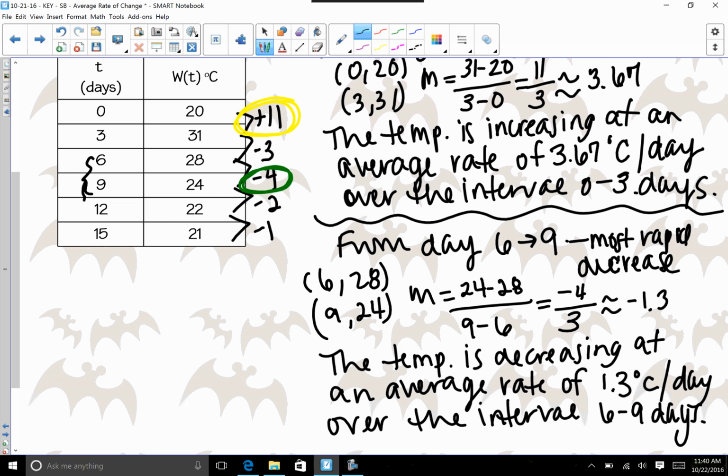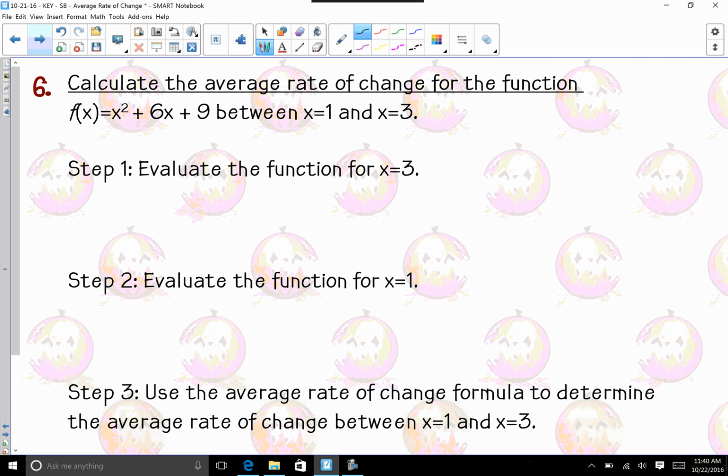Okay? And number 6. Calculate the average rate of change for the function f of x equals x squared plus 6x plus 9 between x equals 1 and x equals 3. So I'm giving you two x values, and I want you to find the rate of change. Well, if we try to find the rate of change, you need x's and y's. If you know x's, can't you find y's for that value? X is an input, and your y is the output. So all you need to do is plug in.